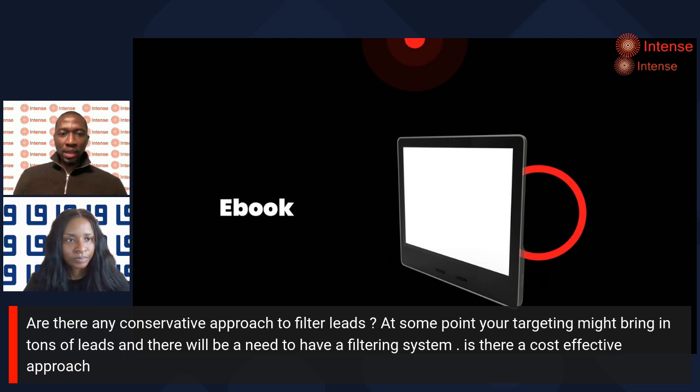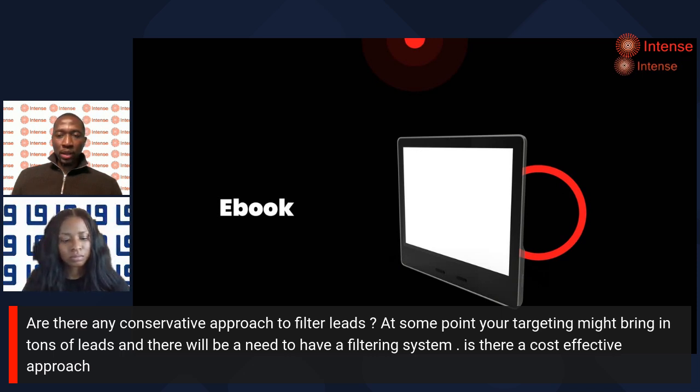Okay, it says, are there any conservative approaches to filter leads? At some point, your targeting might bring in tons of leads, and there'll be a need to have a filtering system. Is there a cost-effective approach? Well, I think that's one, when you look at something called lead scoring.